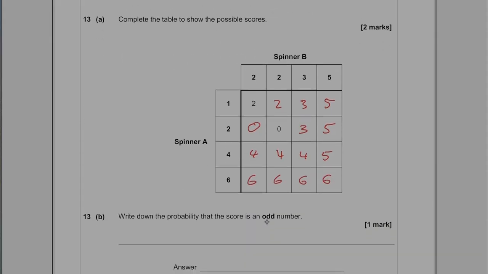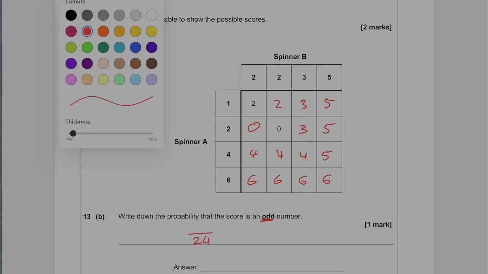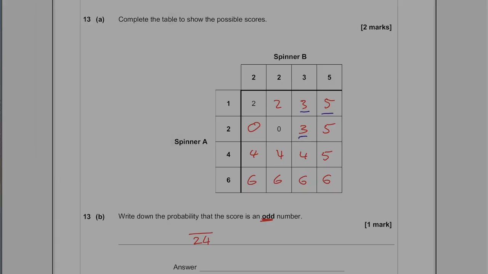Write down the probability that the score is an odd number. So we've got a total of 4 times 4, so we've got a total of 24 outcomes. And how many odd numbers have we got? Let's just put a little blue line under the odd numbers. 1, 2, 3, 4, 5. So I'm going 5 out of 24.